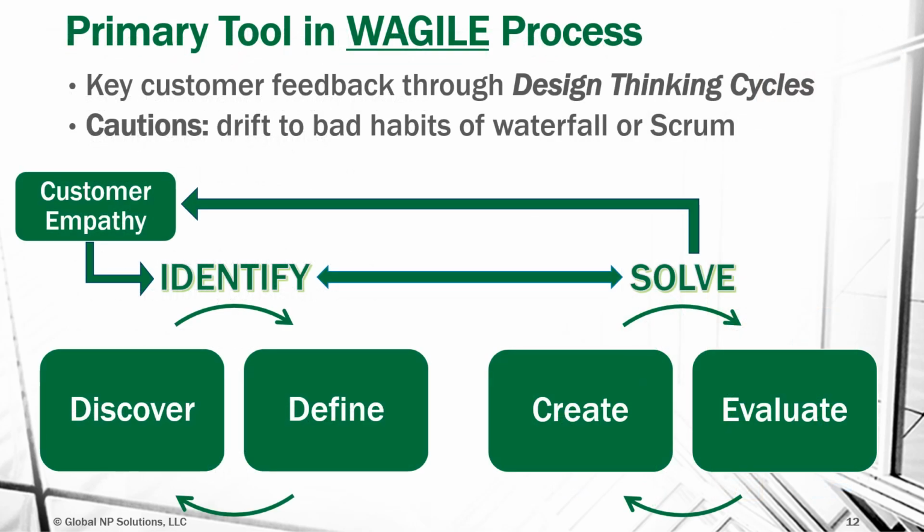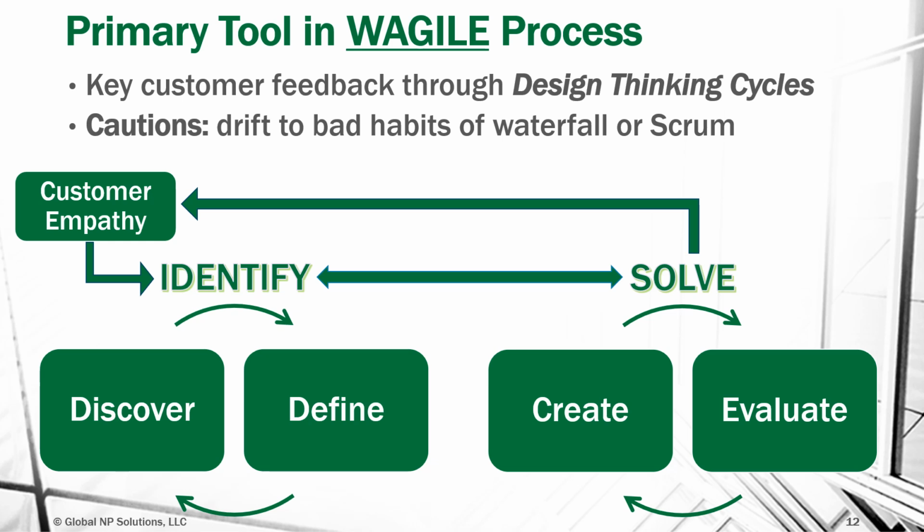So the primary tool in a WAGILE process is the design thinking cycle. There are many, many ways to illustrate the design thinking process. One of the most popular is the 5-hexagon illustration from the Stanford D School. This particular illustration builds off some work from PDMA many, many years ago, in which we take the customer empathy and then we have a two-step process that is identify the problem and solve the problem.